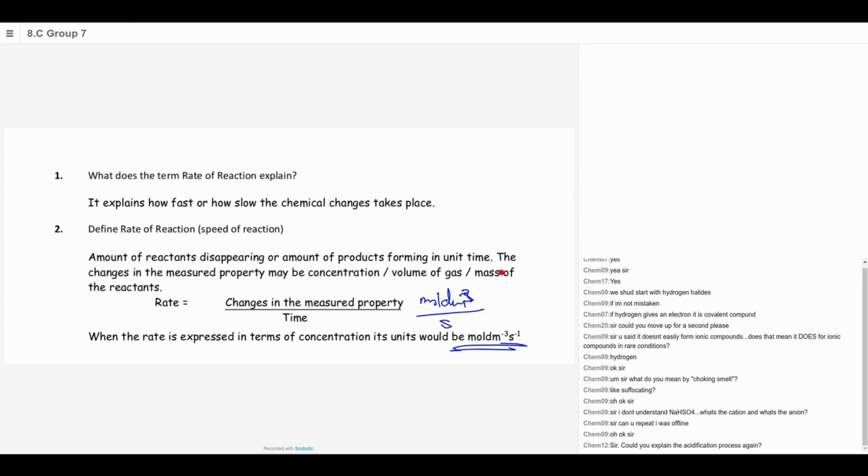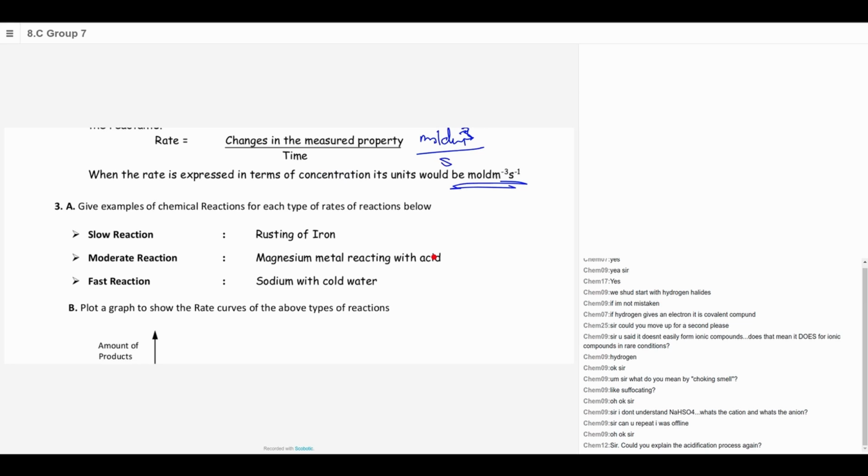Then the unit for rate will be mole per decimeter cube per second if the rate is measured in terms of concentration. These reactions can be classified into 3 main categories: a slow reaction, moderate reaction, and fast reaction. Potassium or sodium reacting with cold water is an example of a fast reaction. An extremely slow reaction is, for example, rusting of iron. It takes days and weeks. As for a moderate reaction, magnesium, which is a moderately reactive metal, reacting with acid is a good example.